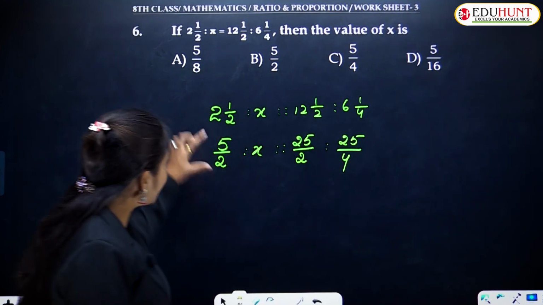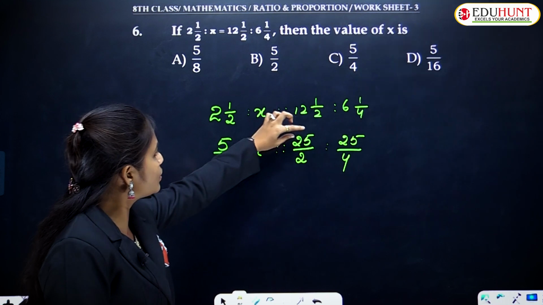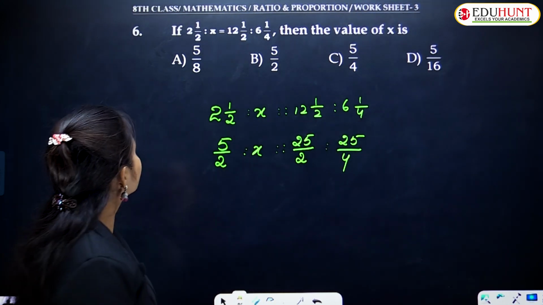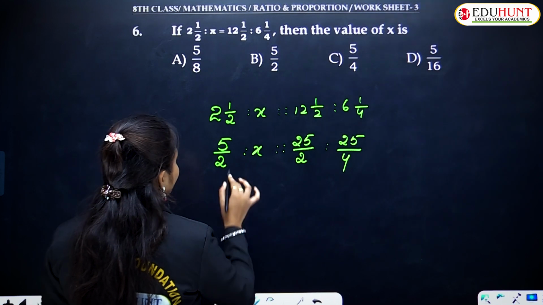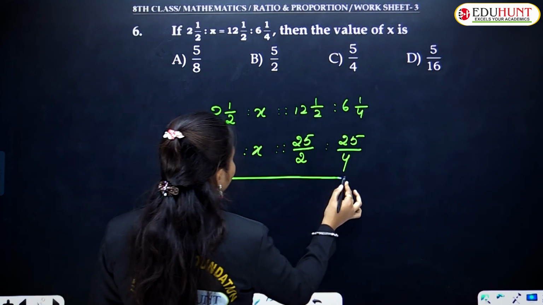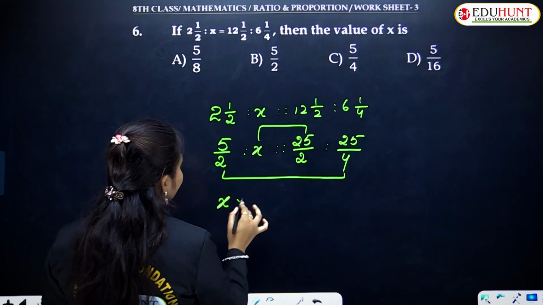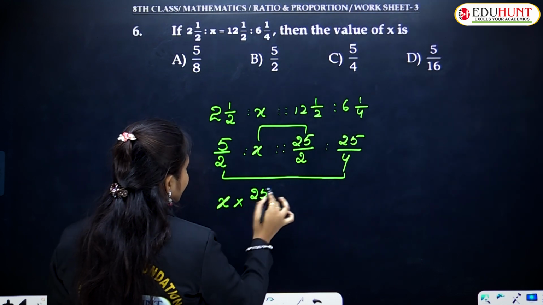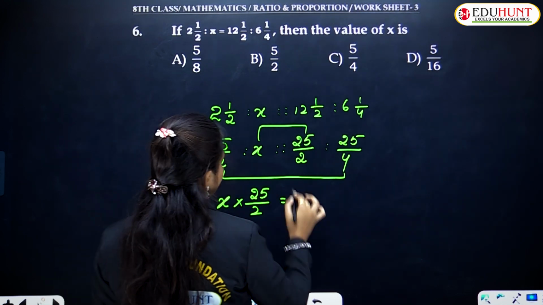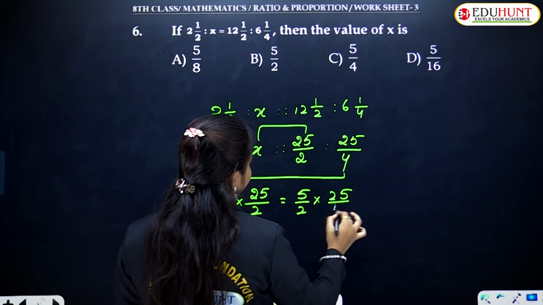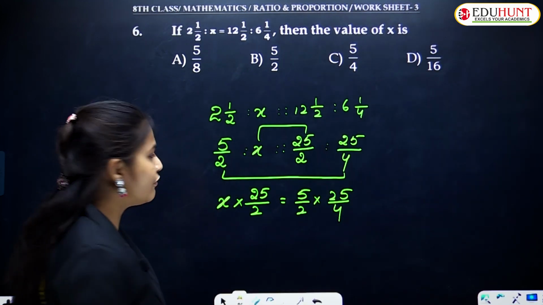See children, here 5 by 2 is to x as is to 25 by 2 is to 25 by 4. Clear? Now we need to find the value of x. What is the relation here? The product of extremes is equal to the product of means. From this, x into 25 by 2 is equal to 5 by 2 into 25 by 4.